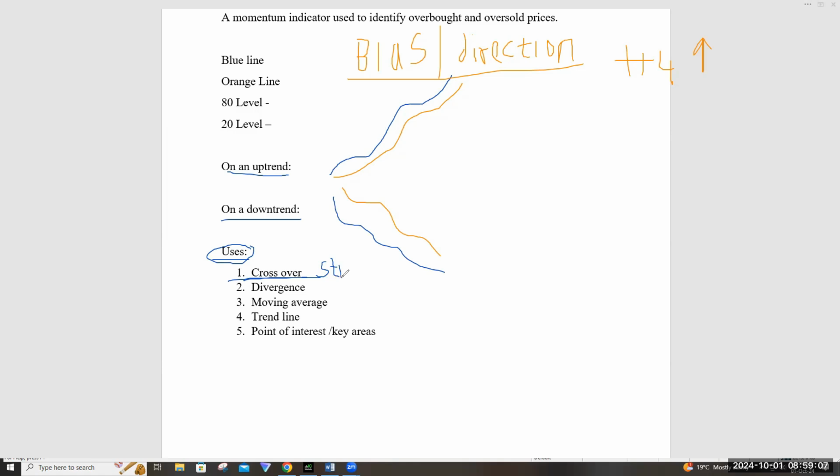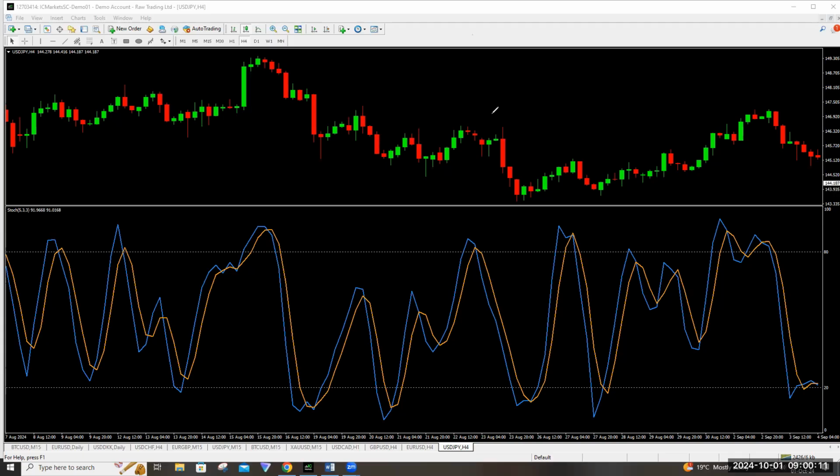But when you're using this oscillator, basically what you want to see is, if you're going to take a buy trade, you want to have this crossover happening. When using the crossover strategy, you want to go to a higher time frame and check the trend. Once you've checked the trend, if the blue line is at the top, you know that the market is on an uptrend. Therefore, you're going to go to a lower time frame and wait for the crossover of the two lines.